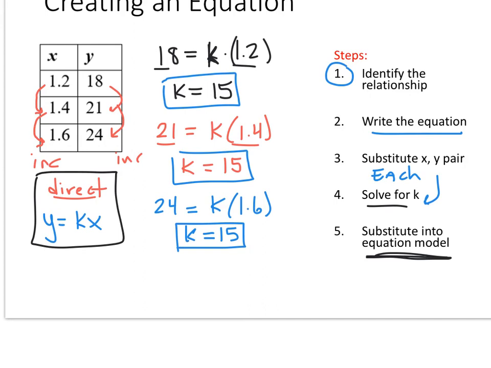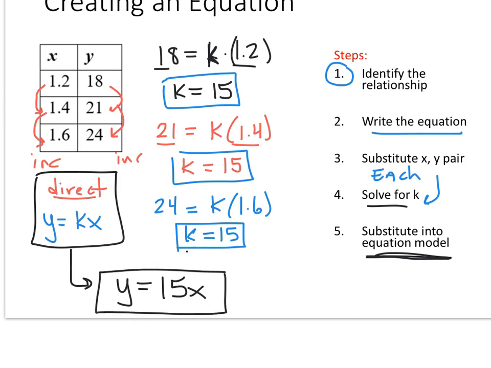So if you give me an x value, I should be able to tell you the y value that goes with it. So I'm going to take this 15 and simply substitute it into my equation. And so my equation for this direct relationship is y equals 15x. Part of identifying a relationship is also writing the equation that goes with it.